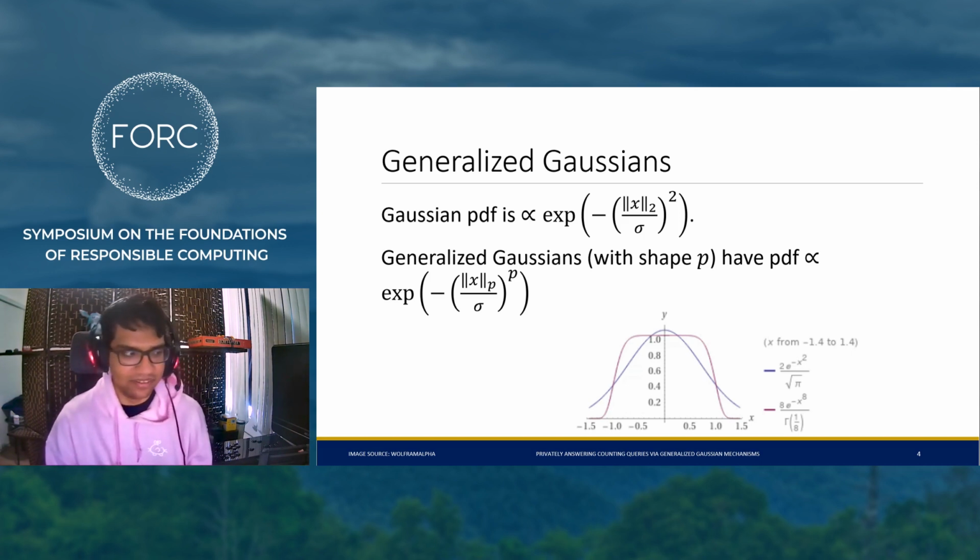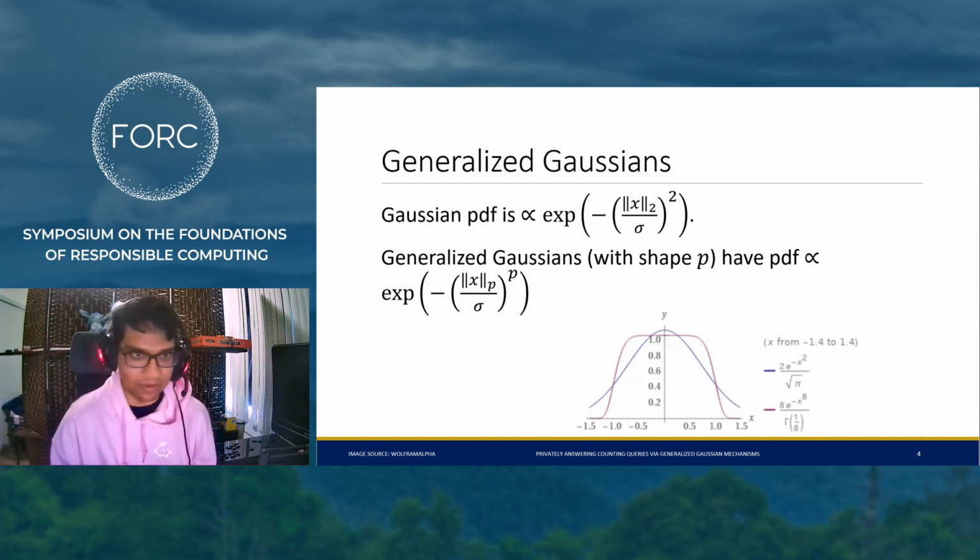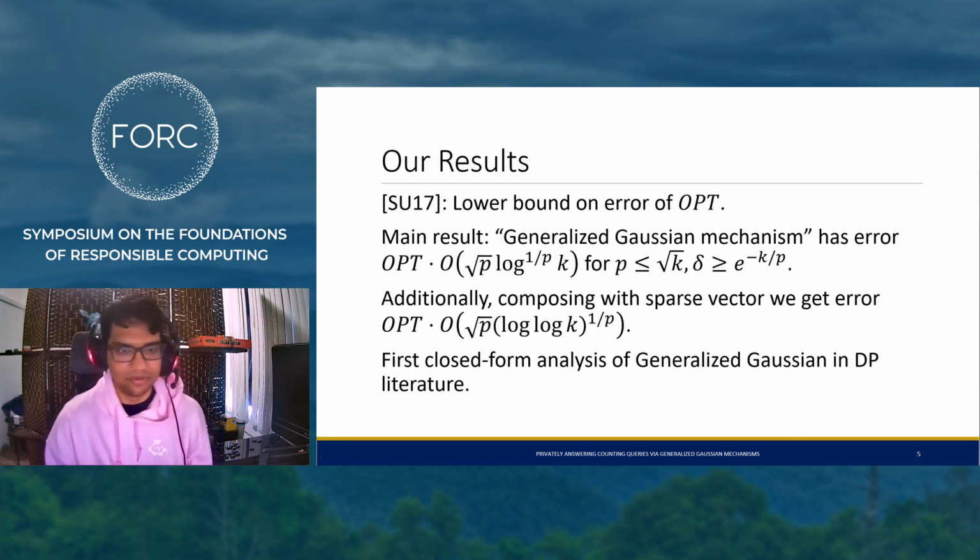Okay, so what we're going to consider in this talk is what guarantees do we get if we use a generalized Gaussian mechanism? That is, we add noise from a generalized Gaussian instead of a Gaussian. Okay, so the results we get in this talk.